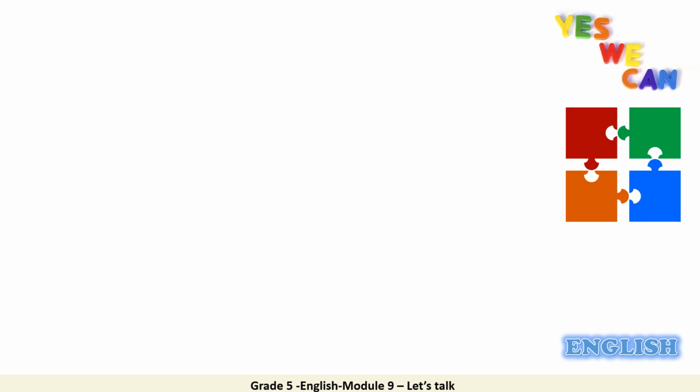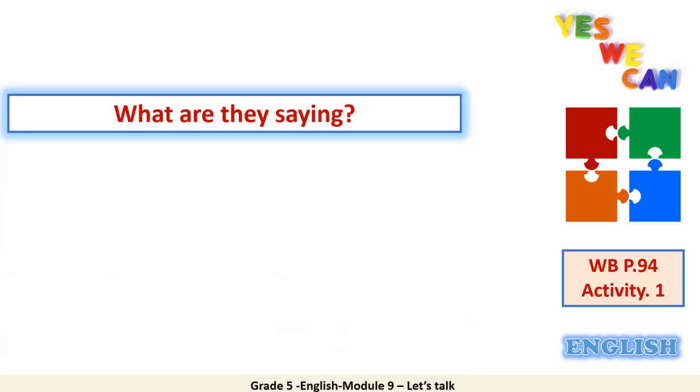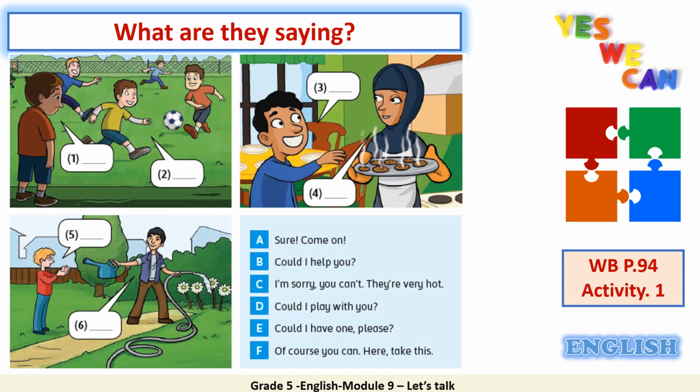Let's have more practice. I need you to open your workbook, page 94, and have a look at activity number 1. In this activity, we have 3 pictures with different people having different dialogues. I want you to match what they're saying to the pictures. Pause the video and come back to me to check your answers.